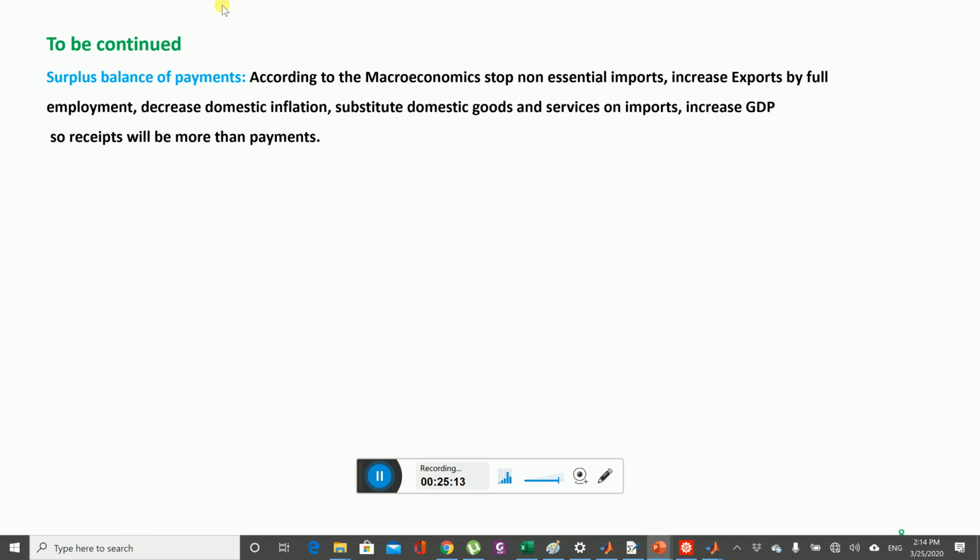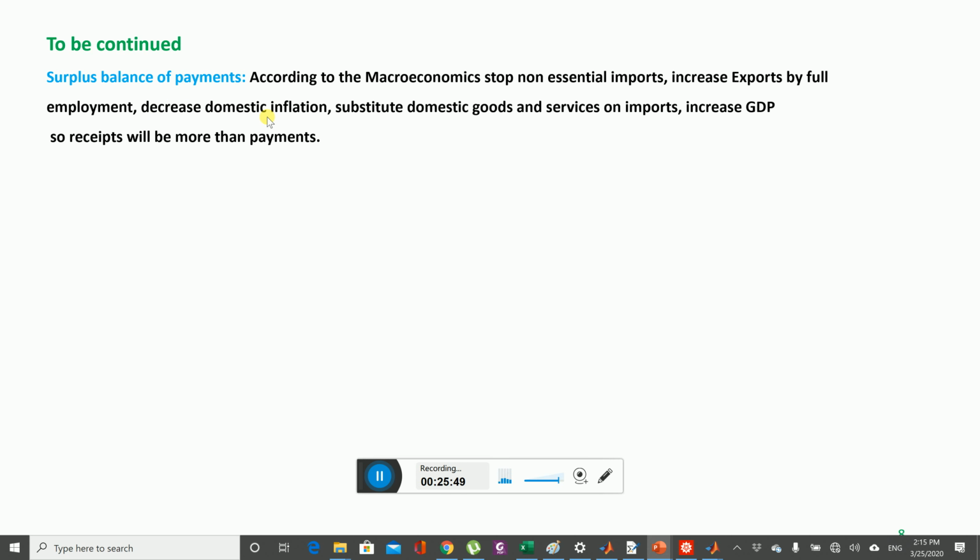So according to macroeconomics, stop non-essential imports. When you stop non-essential imports, payments to the foreigners will automatically reduce. Increase exports by full employment. When we utilize the resources of the state fully, land, labor, capital and organization, the output of the state will automatically increase. When output increases, exports will increase and imports will decrease. So again, this is the surplus balance of payments: you are earning more and paying less.